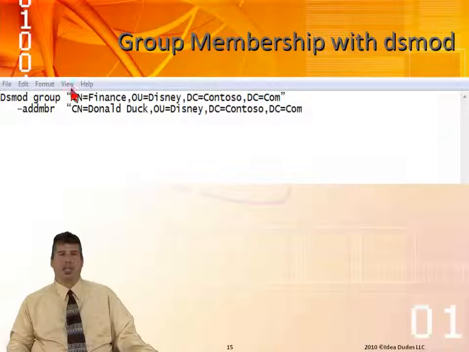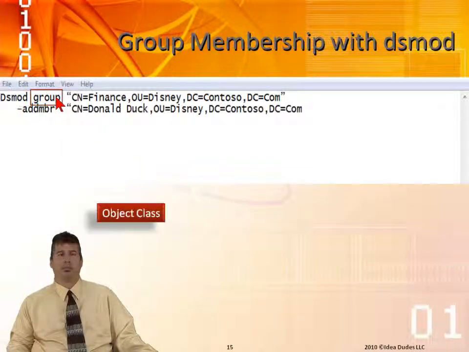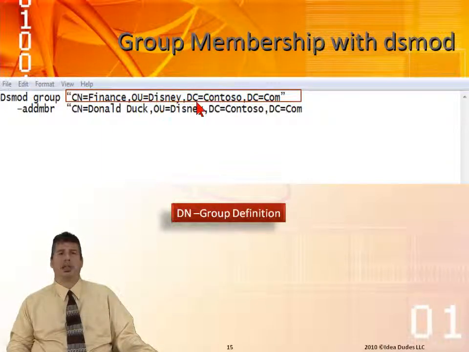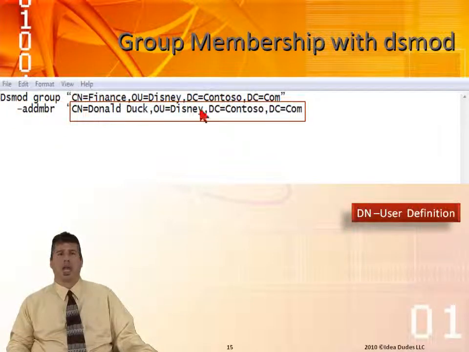Group membership with Dsmod. We can do Dsmod, which is the DS command. We're bringing up the group object, the object class, which is group. And again, what we're doing is we're going in, looking at finance, which is in the Disney OU and Contoso.com. We're adding a member, Donald Duck. So the action is -addmbr, and this DN is Donald Duck, OU is Disney, DC is equal to Contoso, DC is equal to com.